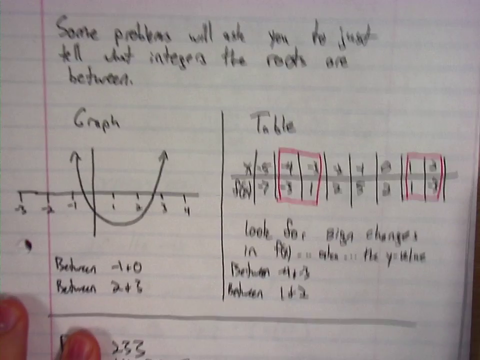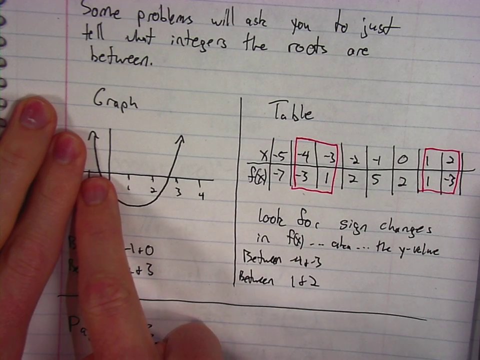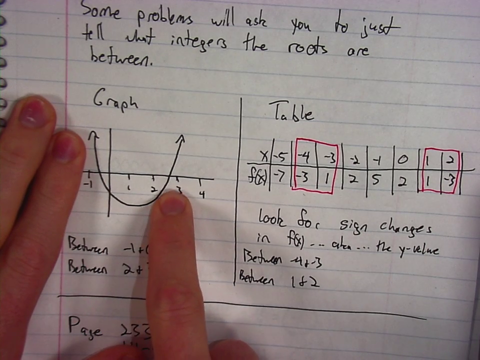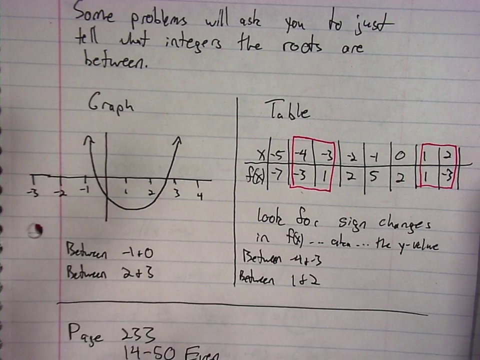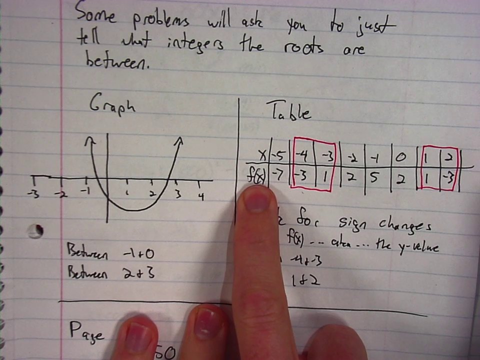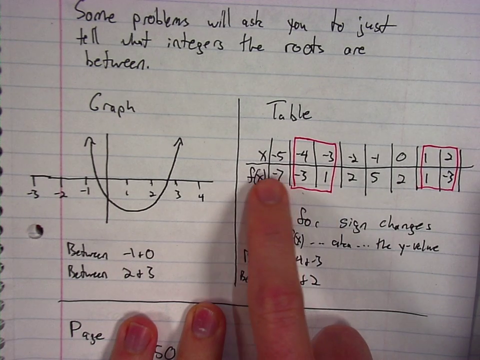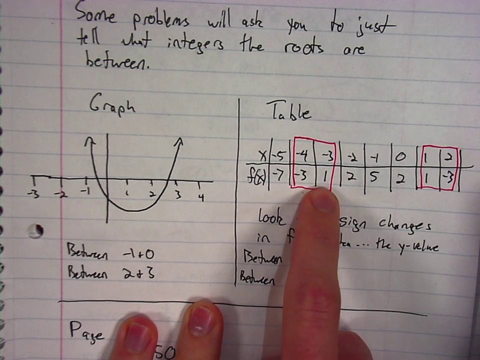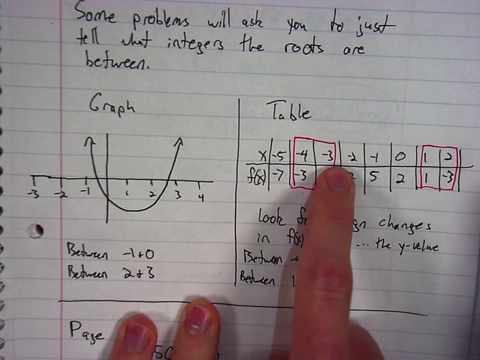From a table, it's a little different. Okay, think about over here on this graph. My numbers are negative, negative, negative, negative, negative, 0, positive. So when I switched signs, that means I had to go through 0. So we're going to look at the f of x values, our y's, to see when it switches signs. Negative, negative, positive. So I had to go through 0 right there, between -4 and 3 on the x-axis.